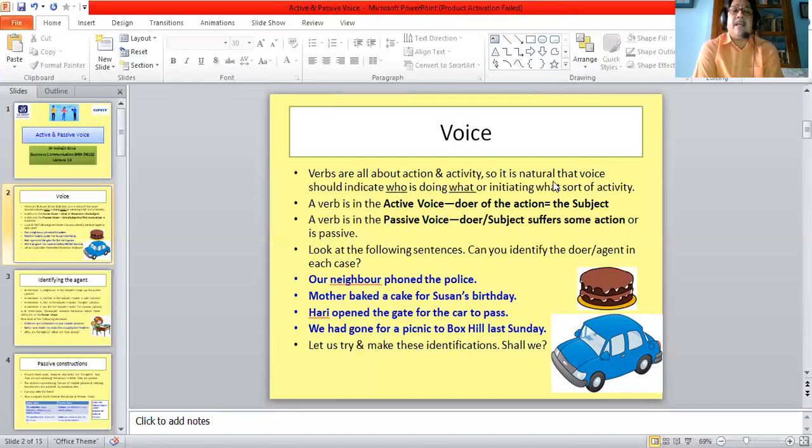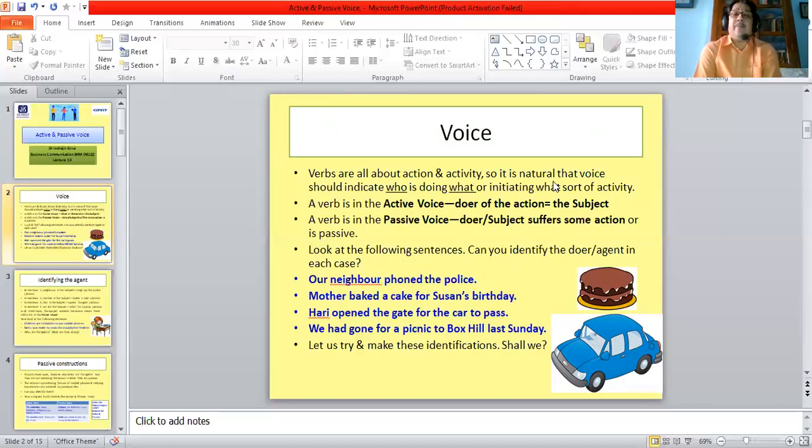Let us see. Our neighbor phoned the police. So what is the action being talked about over here? That of telephoning the police. Mother baked a cake for Susan's birthday. So again here the action is that of baking the cake. Hari opened the gate for the car to pass. Again here the action is that of opening the gate for the car to pass through it.